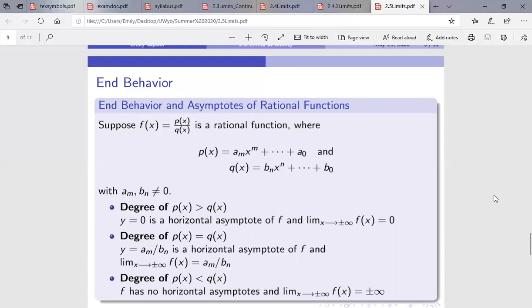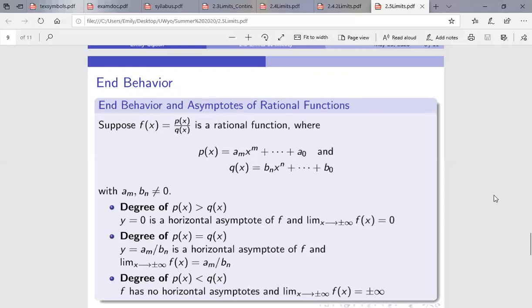So in this case, the degree of p and q really matters. So is m or n greater or equal to one another? So if the degree of p of x is less than the degree of q of x, then y equals 0 is a horizontal asymptote of f, and the limit as x approaches positive and negative infinity of f of x is equal to 0. So what does that mean? That looks like if I've got x squared divided by x, right? We know what that's going to look like. Or I've got some polynomial that the leading term is x to the 5 divided by a polynomial whose leading term is x to the 3rd.